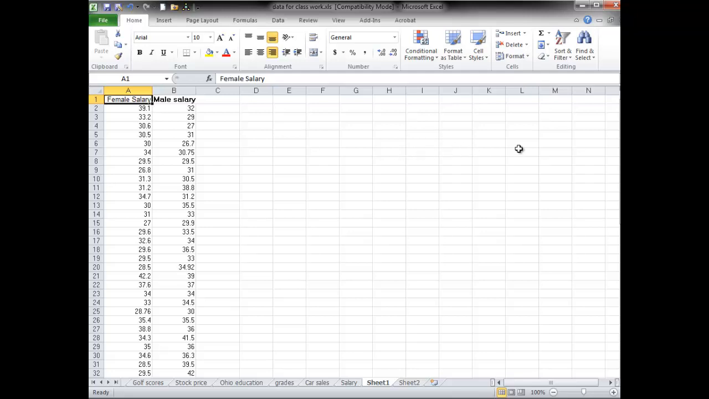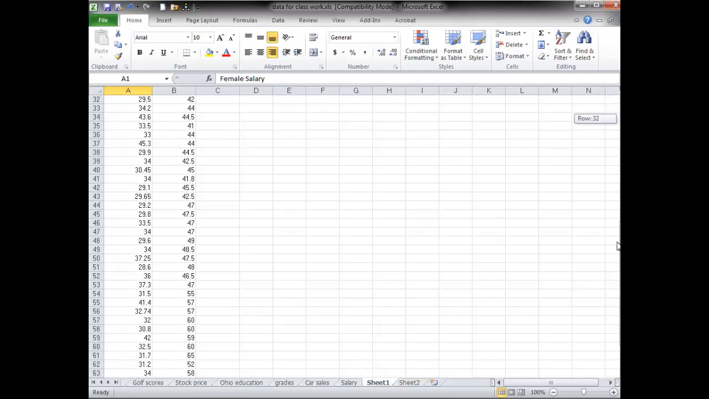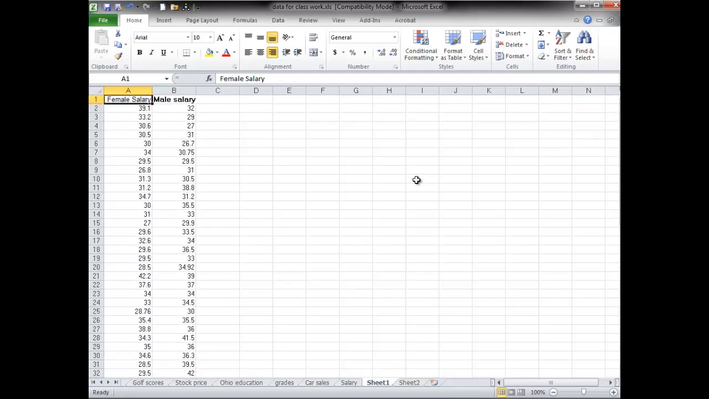I have here a data set. Okay, I have from a company a selection of 69 employees, 69 male employees and 69 female employees, and these are the salaries that each one is making. $39,000 per year, $33,000 per year, $30,000 per year, and so on. Okay, and I want to know if there is a difference between the average female salary and the average male salary. And here is how we do this.